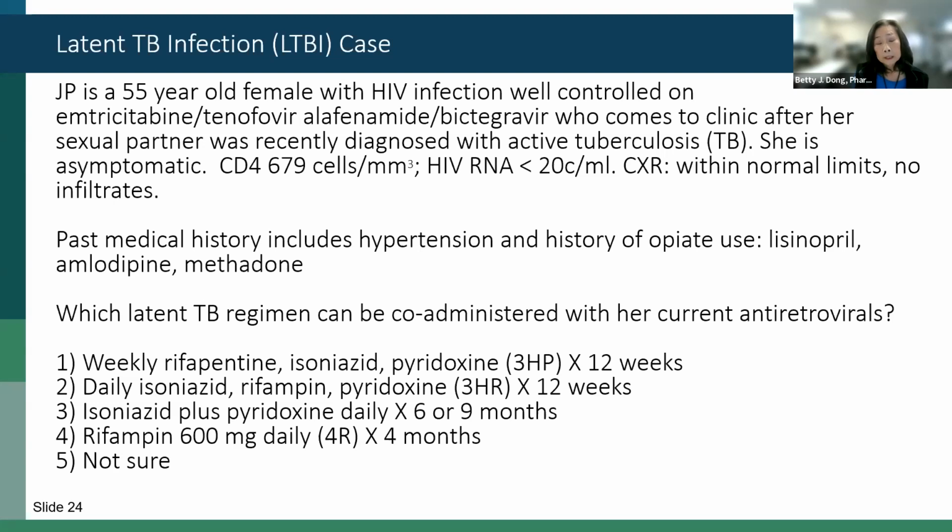So the question for you to consider is which latent TB regimen can be co-administered with her current antiretrovirals? Is it weekly rifapentine, isoniazid, pyridoxine, otherwise 3HP for 12 weeks, daily isoniazid, rifampin, pyridoxine, or 3HR for 12 weeks, isoniazid plus pyridoxine daily for 6 or 9 months, and 9 months is actually recommended for persons with HIV infection, or rifampin 600 milligrams daily, 4R for 4 months, or you're not sure.